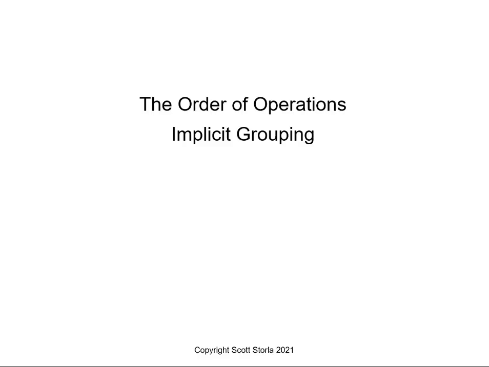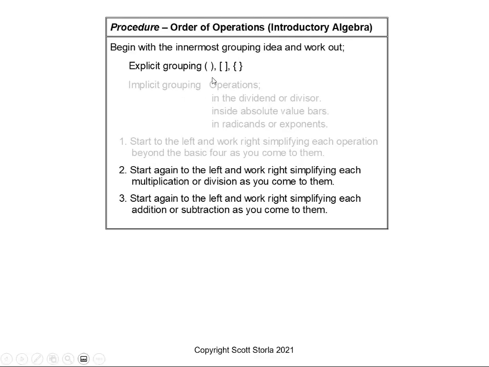In this video, I'm going to talk about implicit grouping. With implicit grouping, you don't see a grouping symbol. So recall that with explicit grouping, we actually saw parentheses, brackets, and braces. With implicit grouping, you don't see that. Instead, you have to know, given the operators you're working with, whether there's implicit grouping or not.